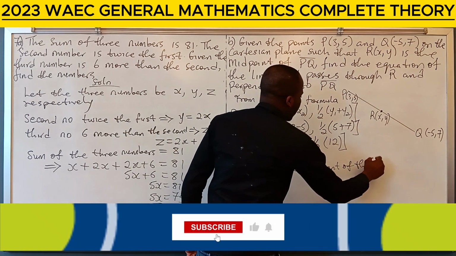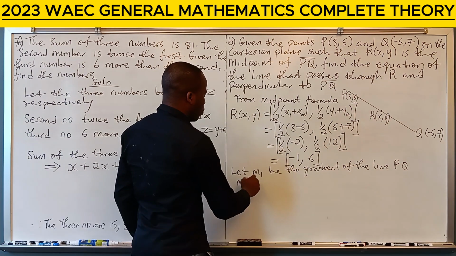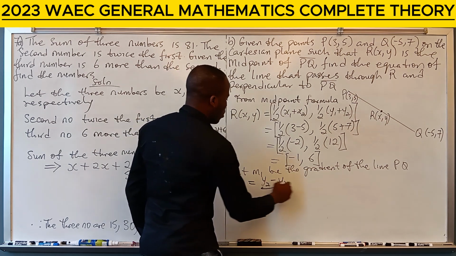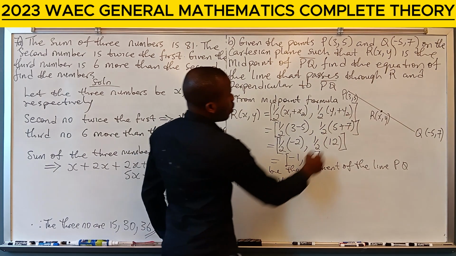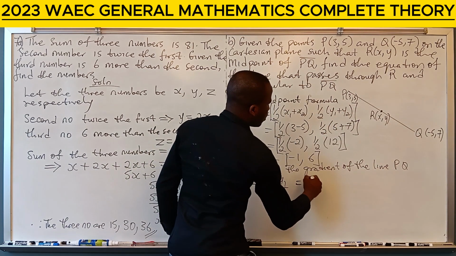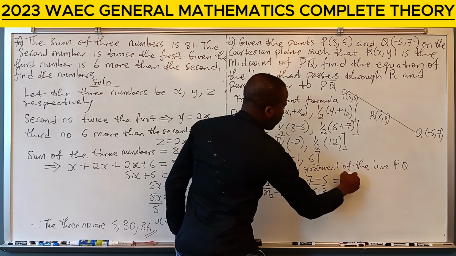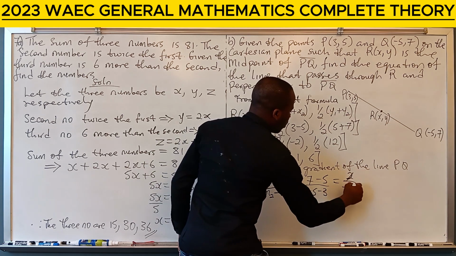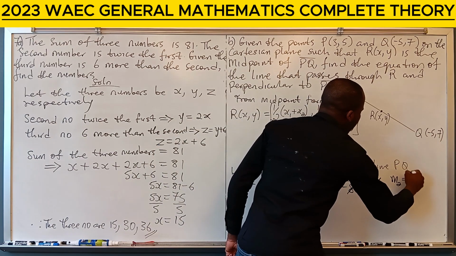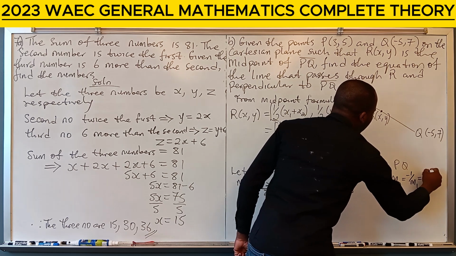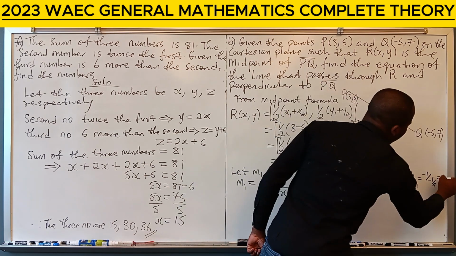of the line PQ. So M1 we know is y2 minus y1 over x2 minus x1, which will be our y2 is 7 minus 5, our x2 is minus 5 minus 3. 7 minus 5 is 2, minus 5 minus 3 is minus 8. We have minus 1 over 4. And so our M2, like I said, will be the negative inverse of M1, which is negative 1 over 4, which is 4. So our M2 is 4.